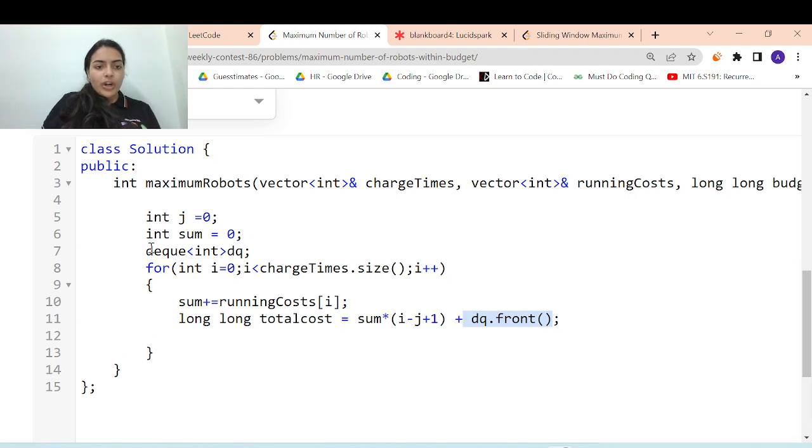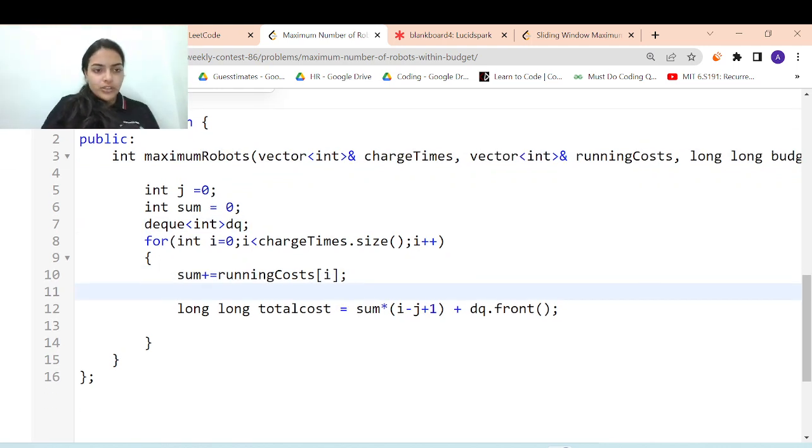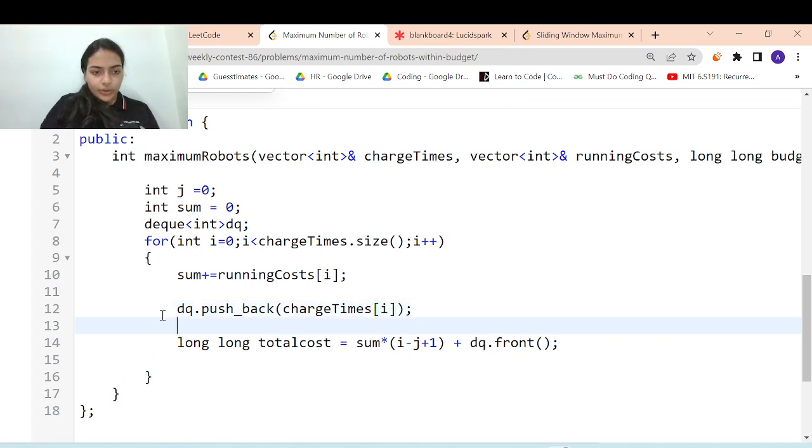Now what are we storing in the DQ? We are going to store elements from the chargeTimes vector, whatever is the maximum element, we are storing in the DQ. So here we will have to store them in the DQ. What you can do is give DQ dot push_back chargeTimes of i. So in the DQ you are going to push these elements. That's what we are seeing in the logic. But this element will be pushed, and before pushing, this element can also dethrone other elements, right?